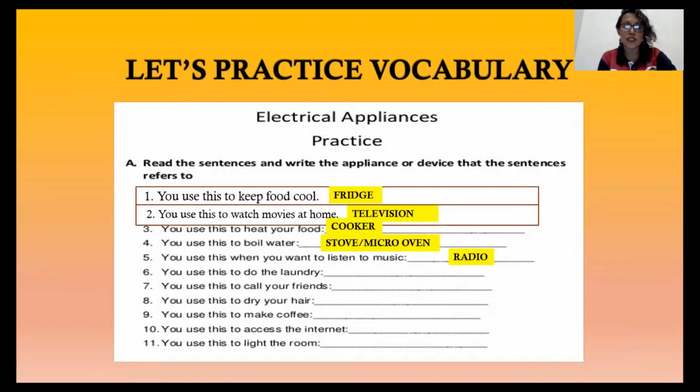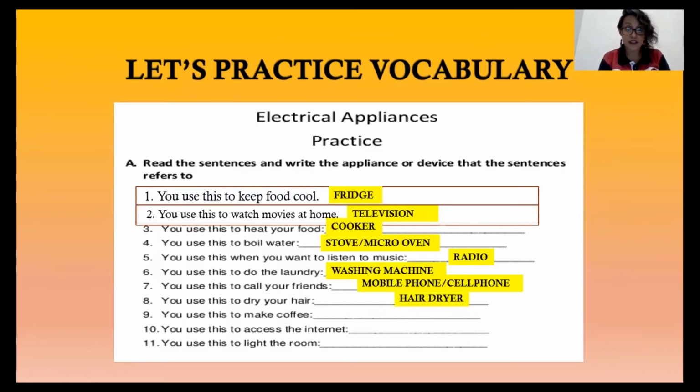And 6, what do you use to wash your clothes? Okay, to do the laundry. A washing machine, okay? And 7, if you need to call your friends, what do you use? A mobile phone or a cell phone. 8, use this to dry your hair. After you take a shower, you can use this hair dryer. 9, to make your coffee in the morning, or your father, your mom, what do they use for? A coffee maker.